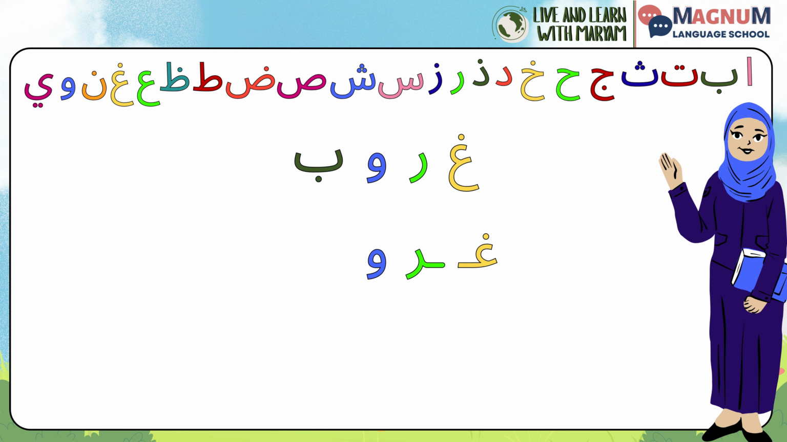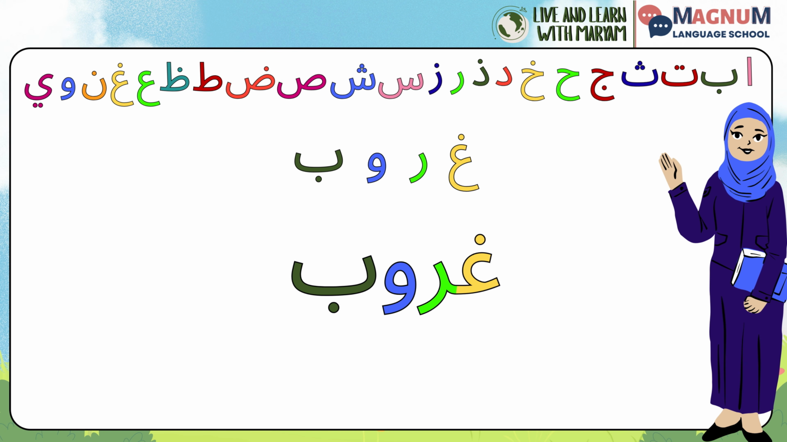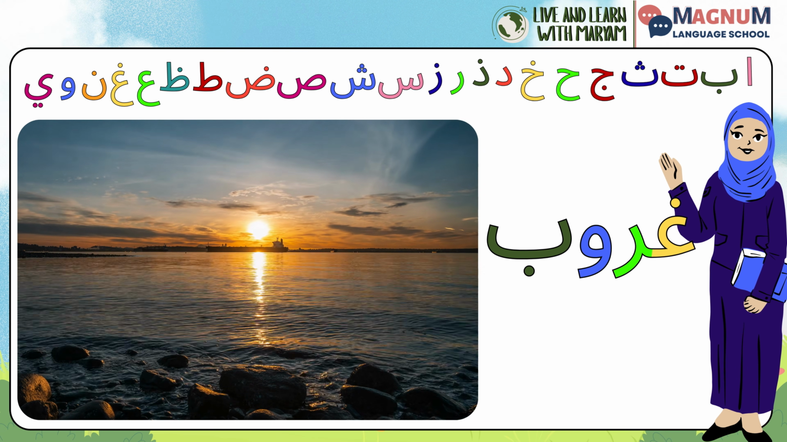Now vaw is also a selfish letter and won't connect to the left, leaving another gap. The final ba sits at the end all by itself in its full isolated shape. This word is ghurub. Ghurub means sunset.